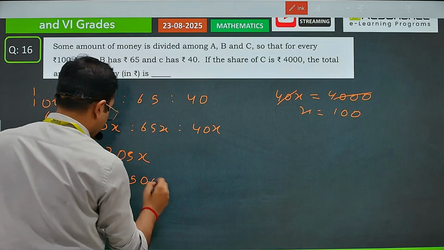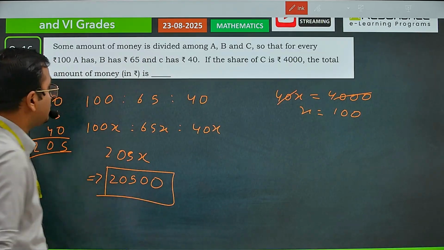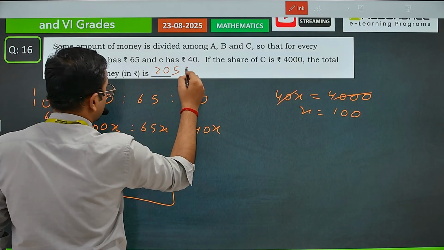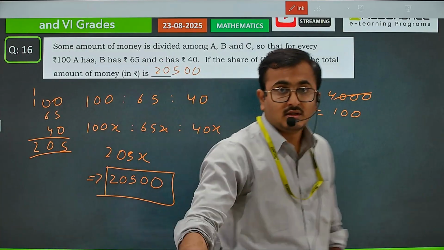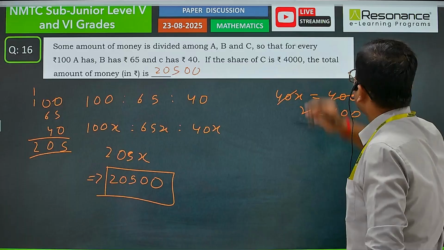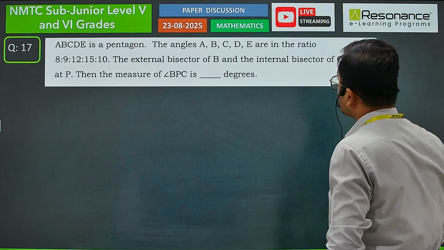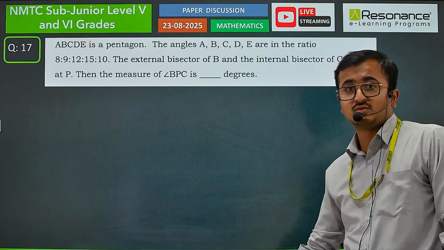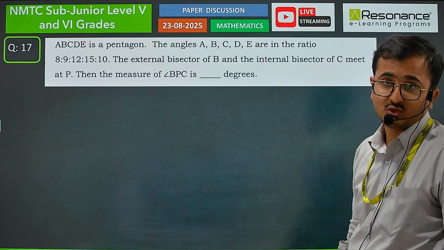So the final value is 20500. Okay, as simple as that. Now moving to the next question. The angles, obviously there are 5 angles. The angles will be in the ratio 9 is to 5 is to 12 is to 15 is to 10.